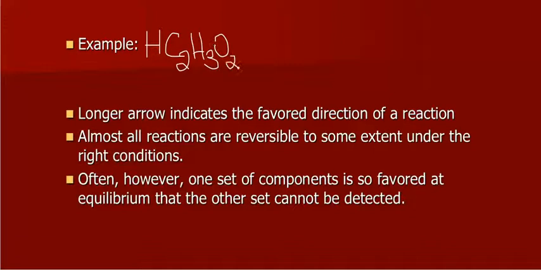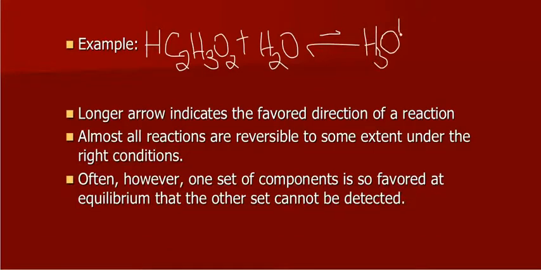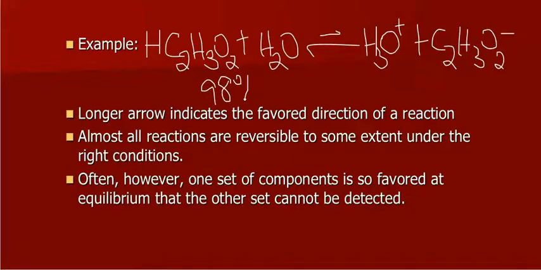acetic acid reacting with water. It's going to produce H3O plus and acetate. The longer arrow indicates the favored direction. In this reaction, the longer arrow points toward reactants, so reactants are favored at equilibrium. Let's just put some numbers here. At equilibrium, it's possible to have 98% reactants and only 2% products if reactants are favored.